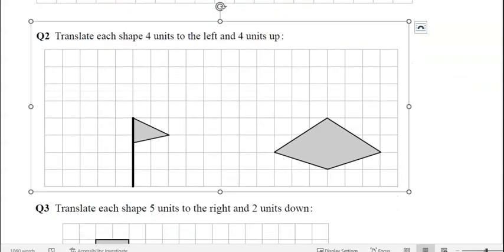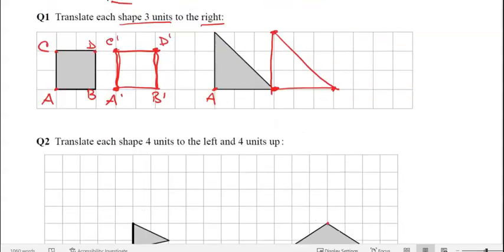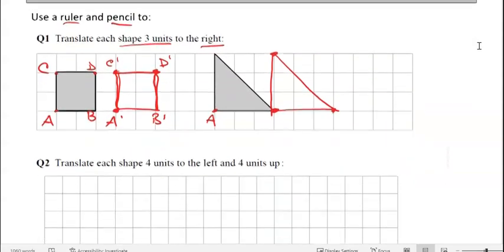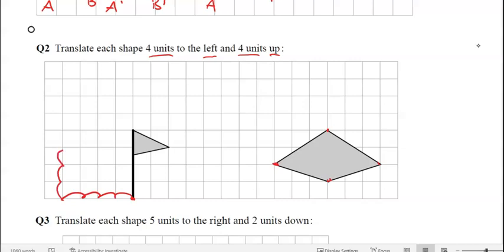This one is similar. I think it may be a tiny bit easier, but you're using the points. You're using some kind of point of reference. And remember, with translation, you're not flipping anything around. You're keeping it in the same orientation. So I want to go 4 units to the left, 4 units up. So if I were to take this point, I'd go 1, 2, 3, 4, and then 1, 2, 3, 4. 4 to the left, 4 units up. And that's my new starting point.